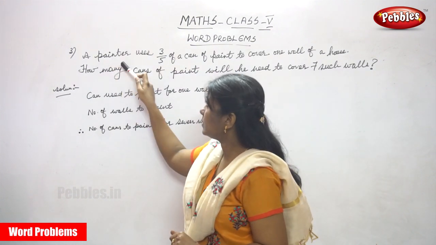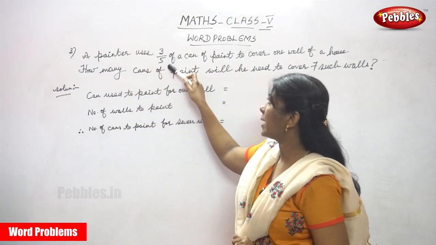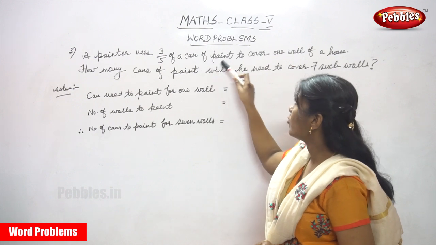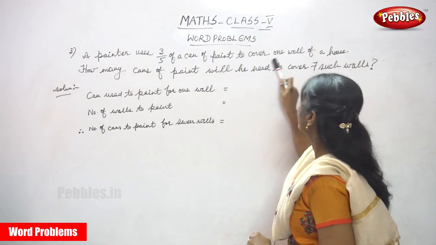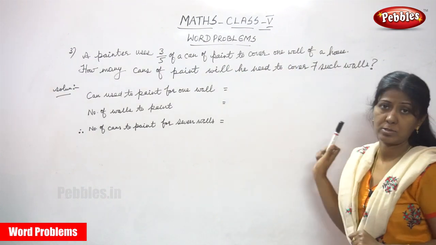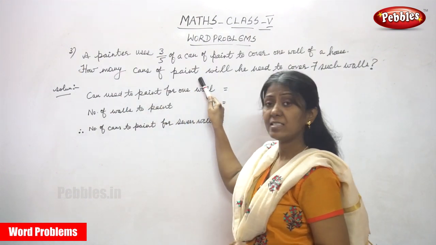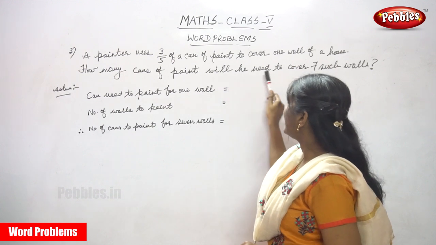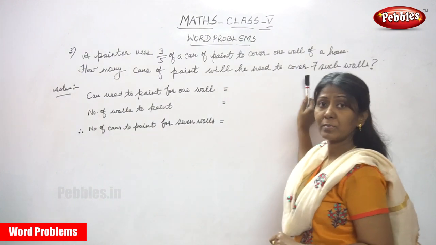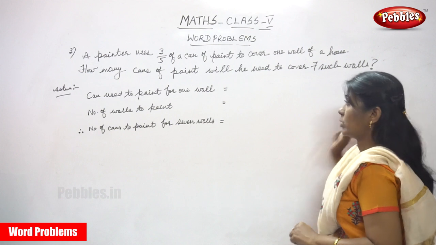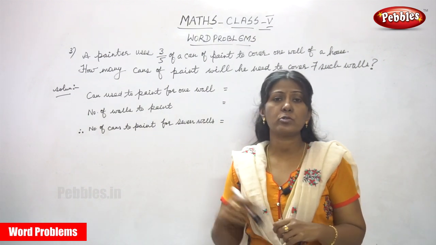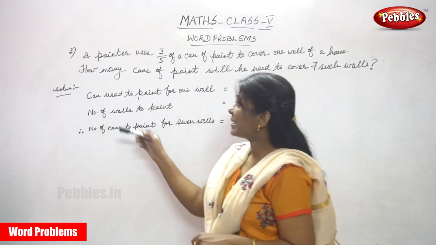I'll repeat. A painter uses 3 by 5 of a can of paint to cover one wall of a house. Next, how many cans of paint will he need to cover 7 such walls? So now we are going to solve the sum. That is, solution is cans.